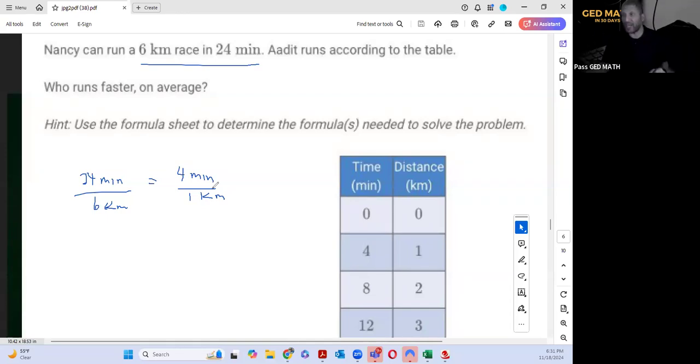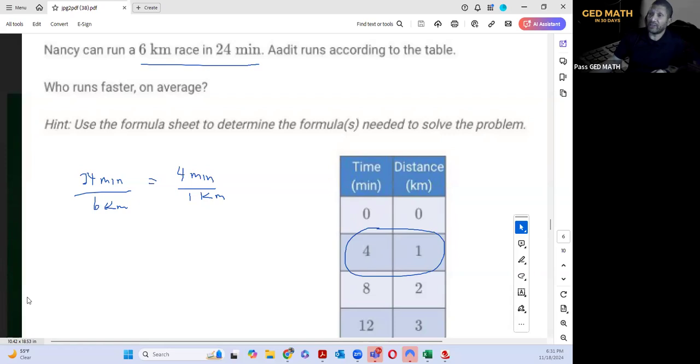So we're going to go over to the table now and we're going to look for 1, because there is no 6 kilometers in this table. If there was a 6 kilometers in this table, we could easily do this problem. But there is no 6. So we compare by finding the unit rate. Right there. So they both run 1 kilometer in 4 minutes. They run the same rate.